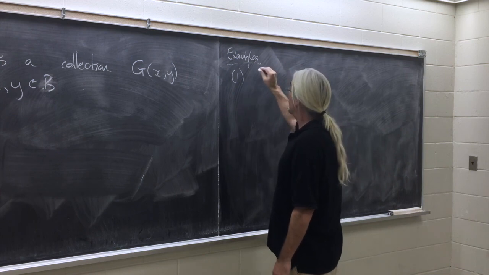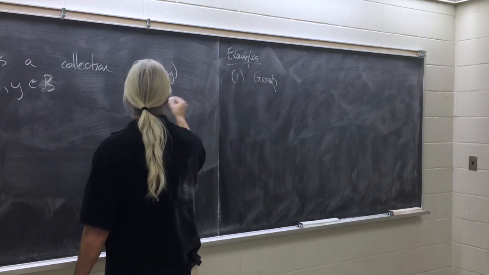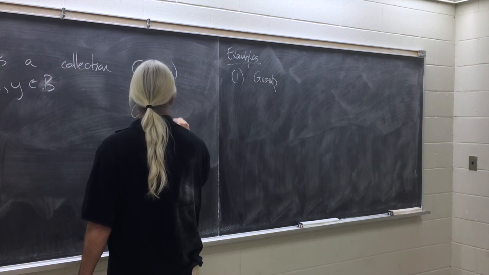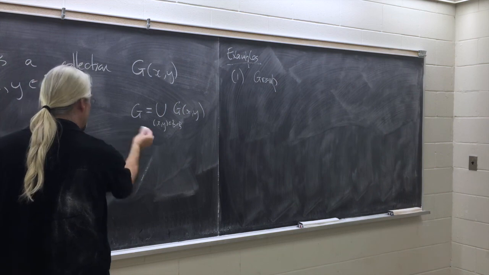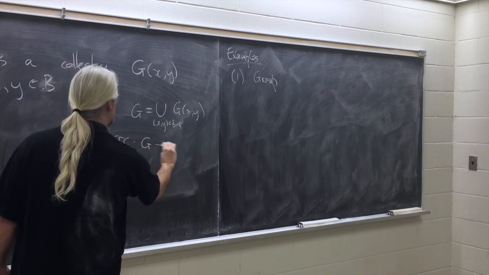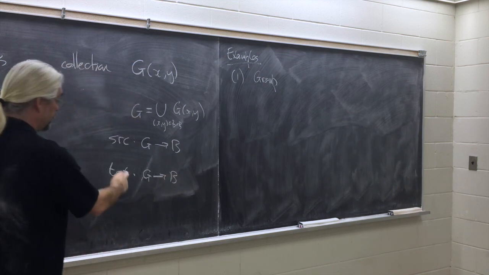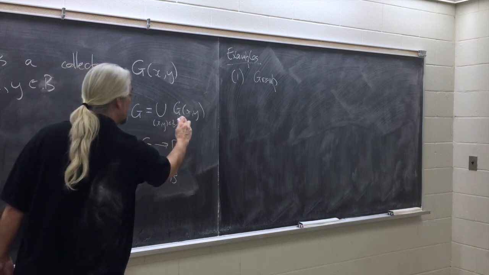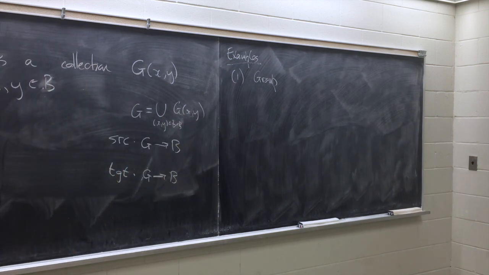Okay. So let's look at some very simple examples. How do you think about a group as a groupoid? I should say also that there's this other set G, which is the union over X, Y in B of G_{X,Y}. And then you have two mappings, one called the source mapping and one called the target mapping. They have the obvious property that if you apply the source mapping to an element of this set, you get X, and the target mapping applied to an element of this set gives you Y. You should think of G as being an arrow here, so source gives you the origin of the arrow, and target gives you the target of the arrow.